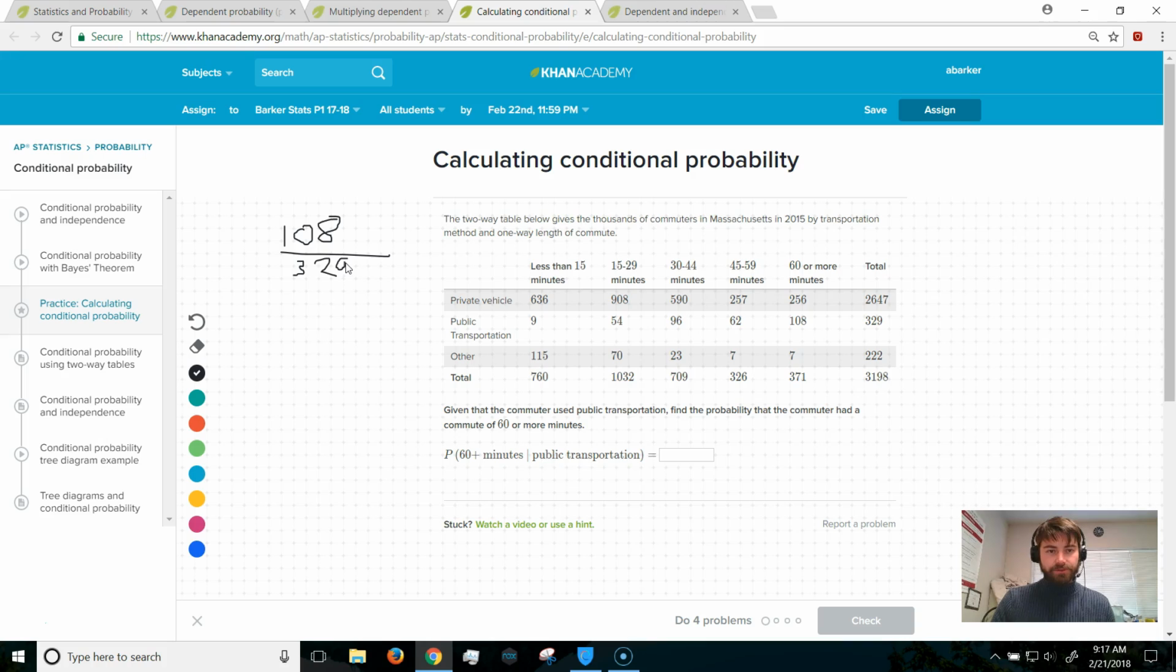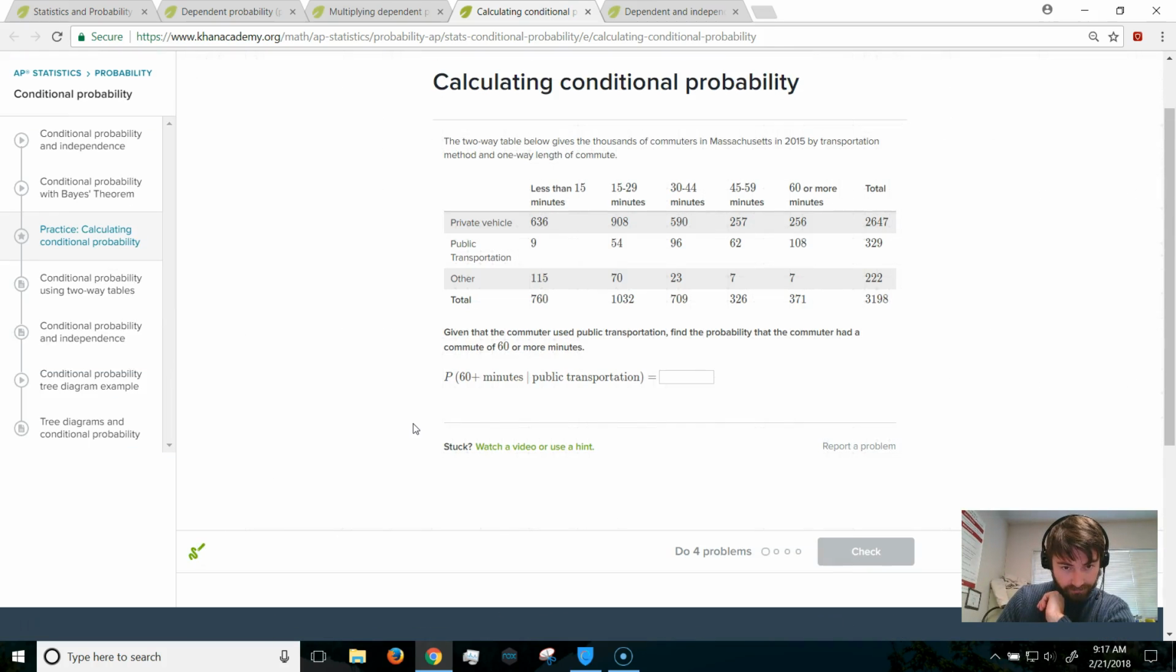And this probably reduces, maybe. Let's see. These look like they both divide. No, maybe, I don't know. Let's just see what it says. I put 108, 329. So yeah, that one didn't reduce. Sometimes it might reduce though.